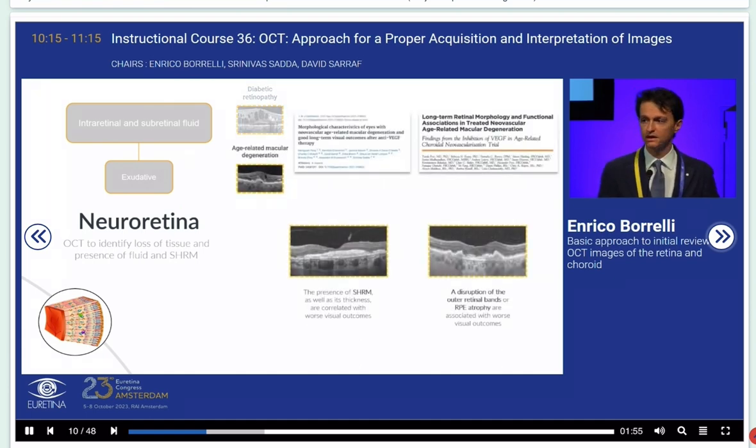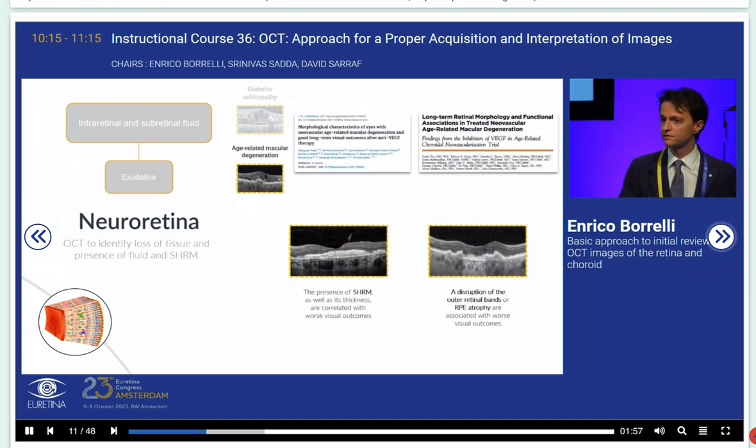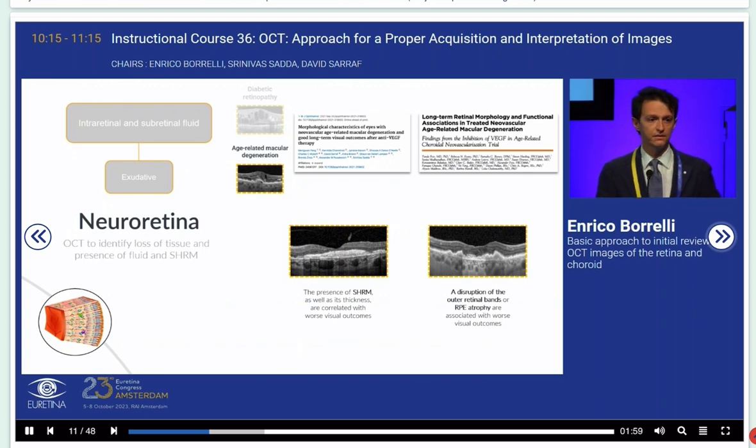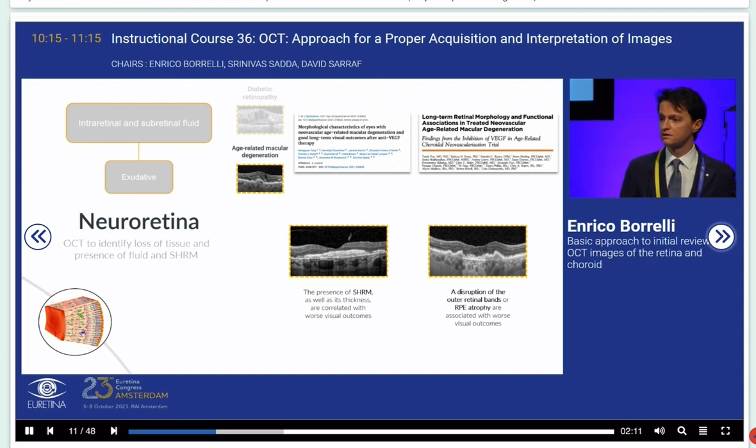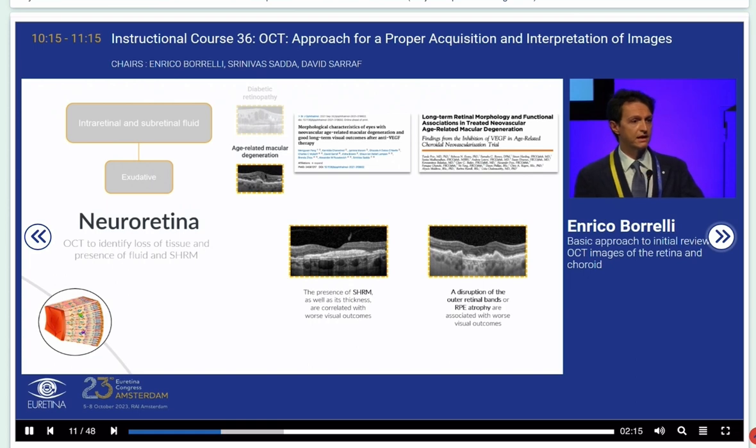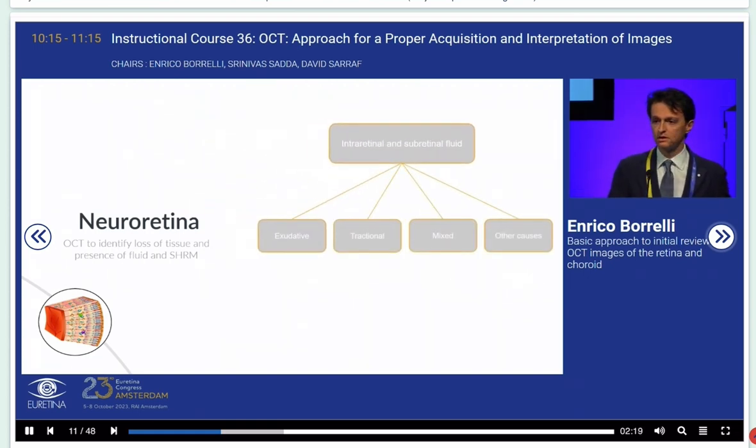And even in AMD, regardless of the presence of intraretinal and subretinal fluid, it is always important to look for other OCT biomarkers associated with a worse visual acuity, as an example, the thickness and the presence of the subretinal hyperreflective material, but also the presence and the size of the macular atrophy. So let's go back to the causes of intraretinal and subretinal fluid.